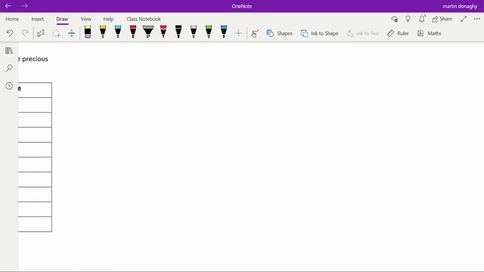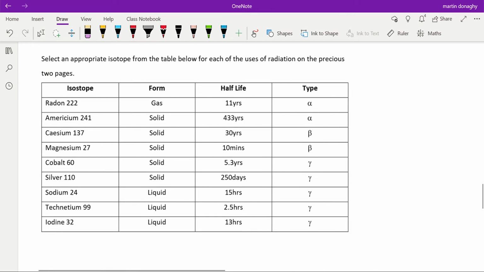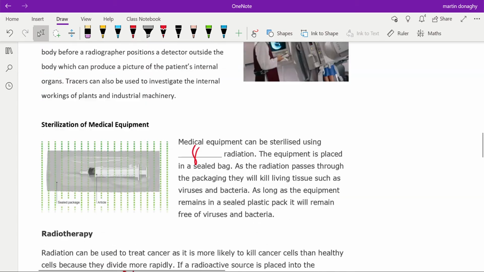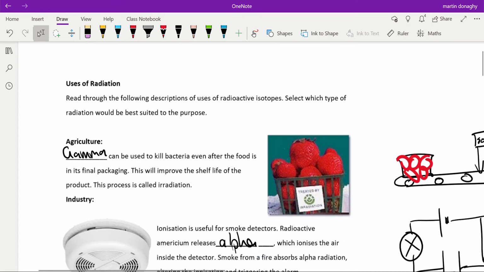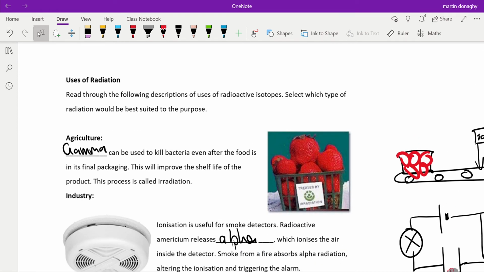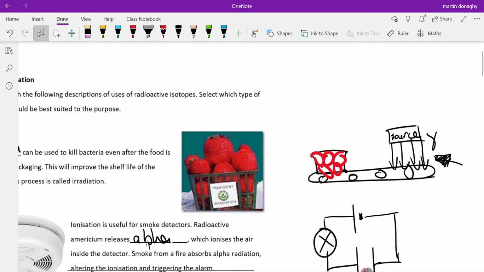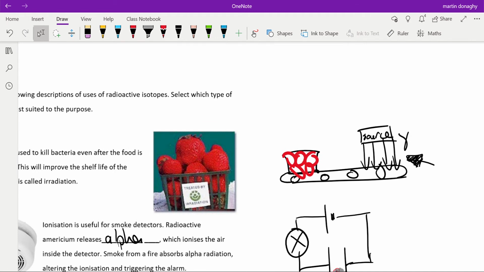So let's go back over the last few pages and try and select one of these isotopes for each of the possible uses. So the first one we looked at was agriculture, where we needed gamma radiation to kill the bacteria in the strawberries. Now, the key thing here is we're going to invest in a factory that has conveyor belts to irradiate these strawberries. We want this source to actually last a long time.